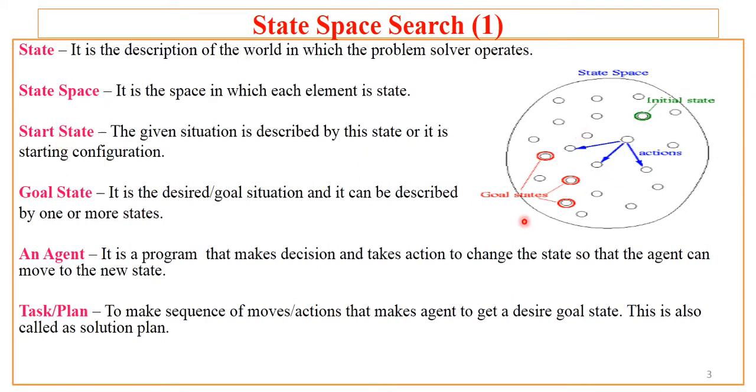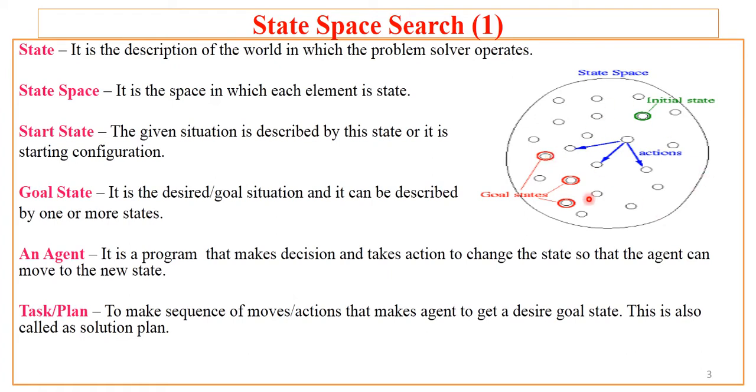In these various circles you'll find differently marked circles. There is a green circle which is called a start state or initial state. This is the state with which the actual searching starts. That is the starting point. We may call it a starting configuration also. Goal state is the desired state which the problem solver wants to achieve. Now this goal state can be one or more than one.